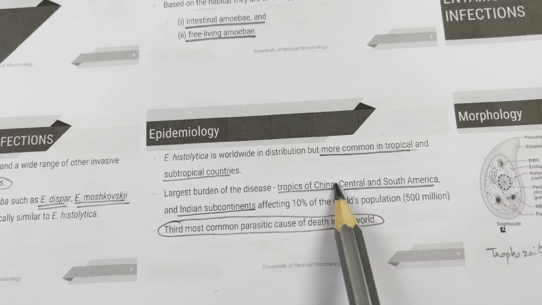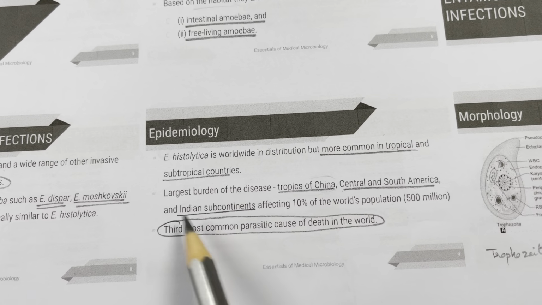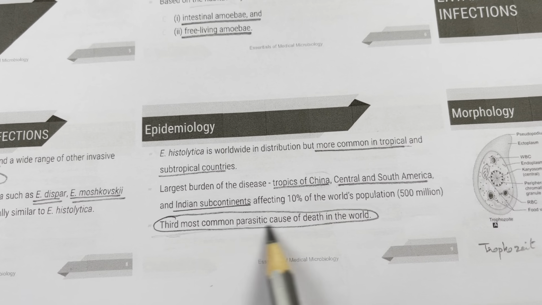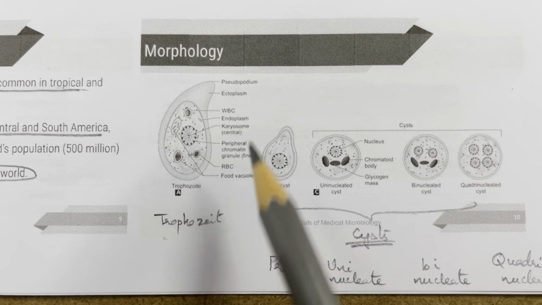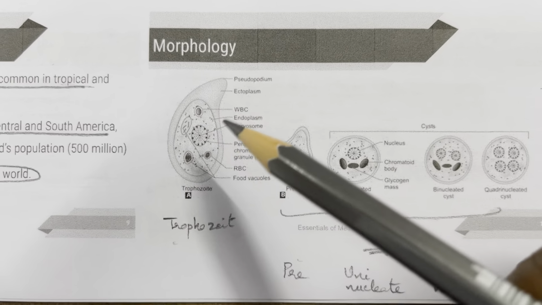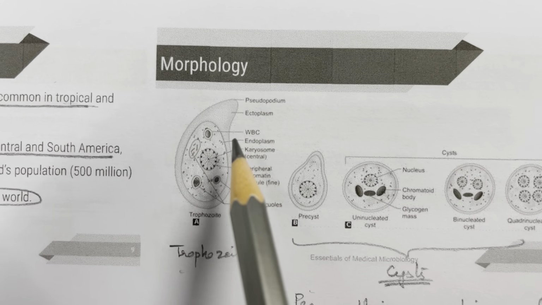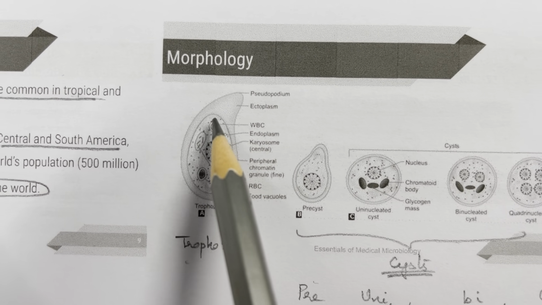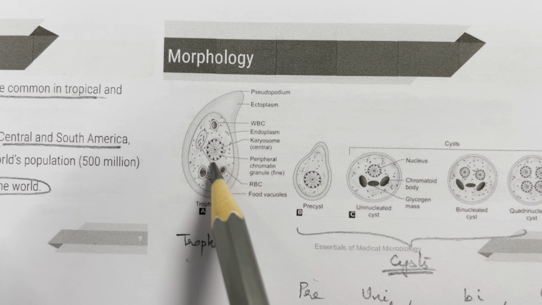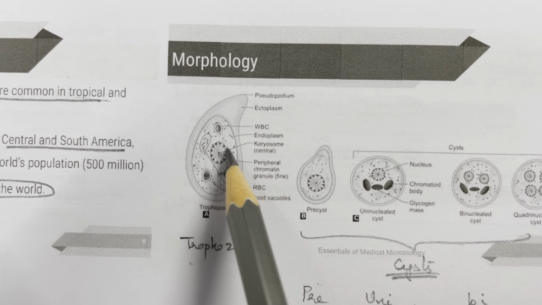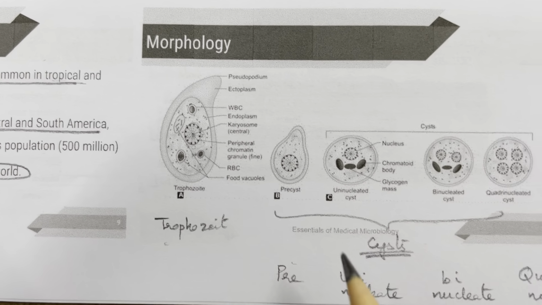Largest burden of the disease is seen in tropics of China, Central and South America, and Indian subcontinents, and it is the third most common parasitic cause of death in the world. Moving on to the morphology, first you have the trophozoite. So obviously you have the pseudopodium. Because of it, it is a free moving amoeba. And then you have within the cell RBCs, WBCs, food vacuoles, and also a nucleus. So central karyosome surrounded by peripheral chromatin.